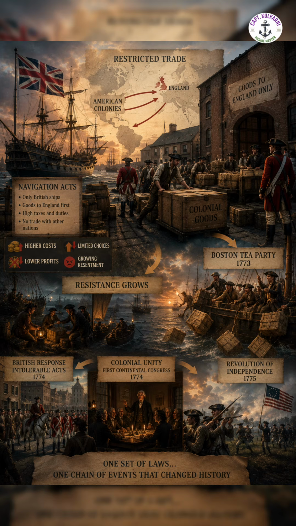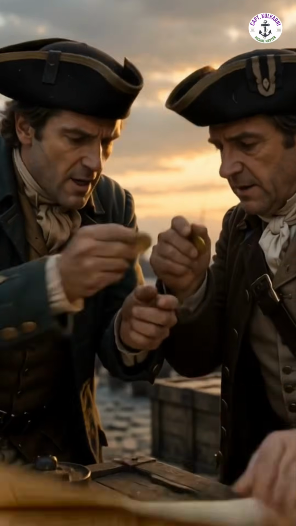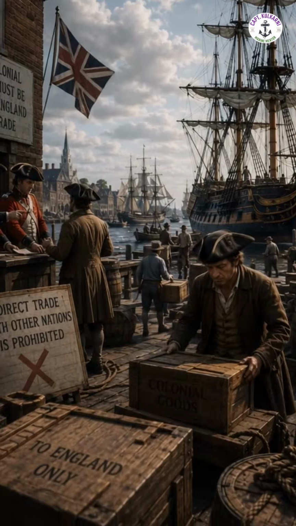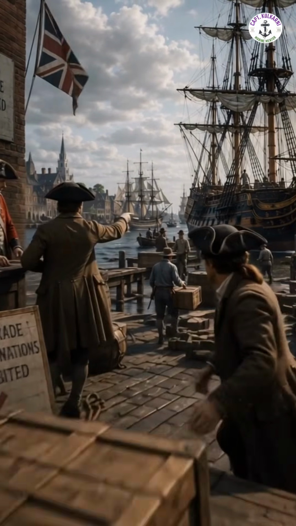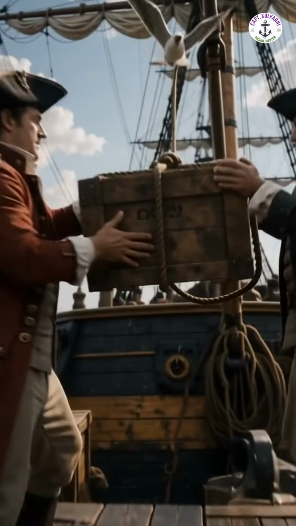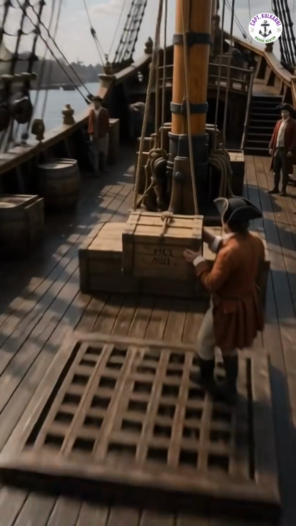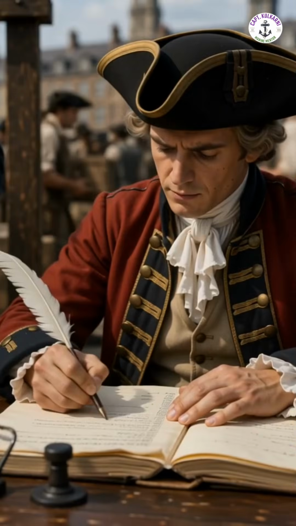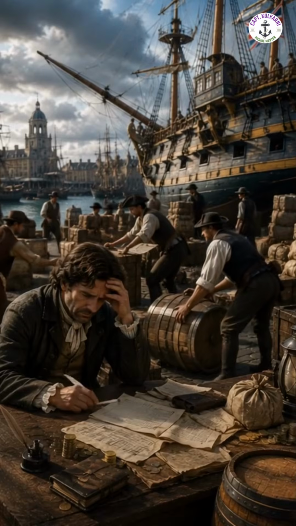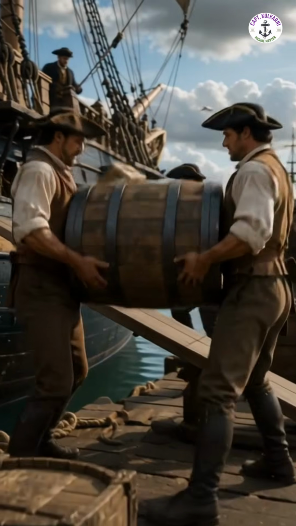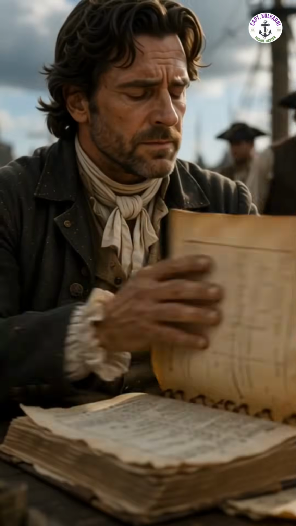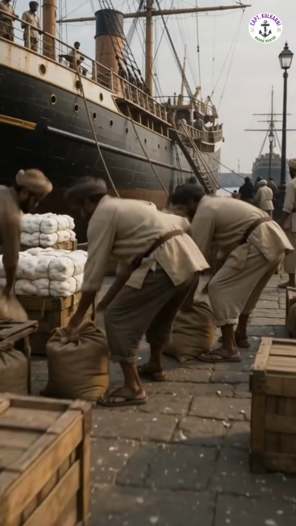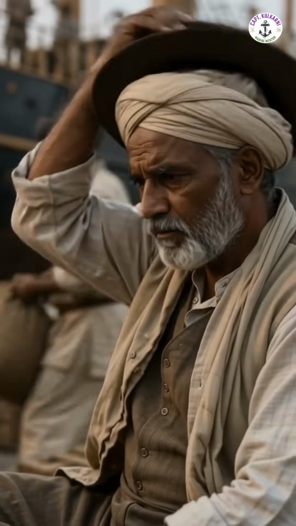of independence. Under the Navigation Act, American merchants could no longer trade freely with other countries. Most colonial goods had to be shipped on English vessels and passed through England before reaching international markets. England controlled the trade routes, collected duties, and decided who could trade with whom. These restrictions increased shipping costs, delayed deliveries, and reduced profits for colonial merchants. Farmers, traders, and business owners found it increasingly difficult to compete in the world market.